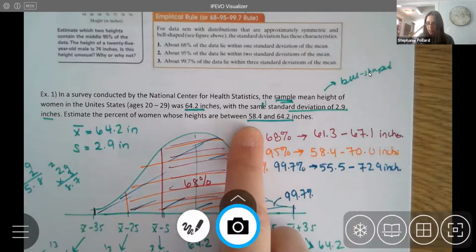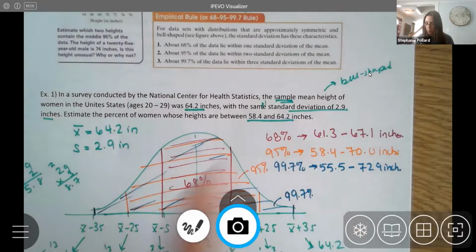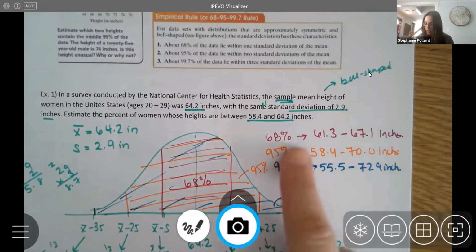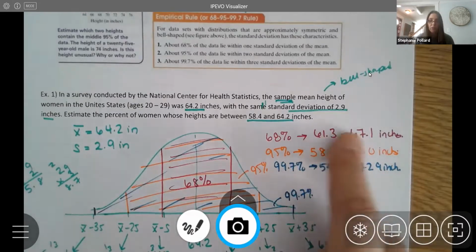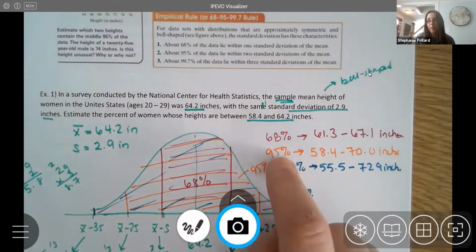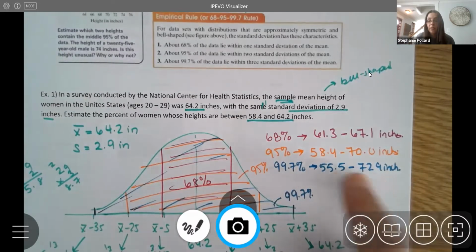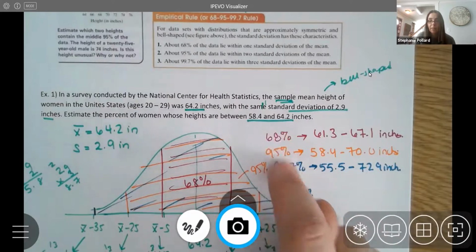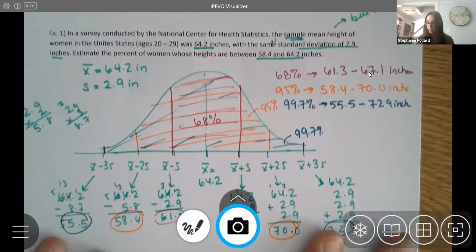So we want to find the percent of women whose heights are between 58.4 and 64.2 inches. If I look here, I do see some of those values, but they don't quite match my ranges, right? If I said 58.4 and 70 inches, then I know the answer is 95%. Or if I said, what were the values between 55.5 and 72.9 inches, I know my answer is 99.7%. So if I had these values, then I have my percents right away, my 68, my 95, and my 99.7. I don't have those though, so I have a little bit of work to do.